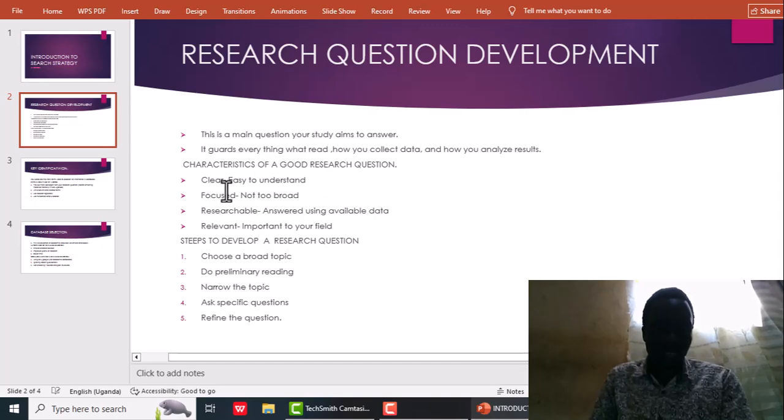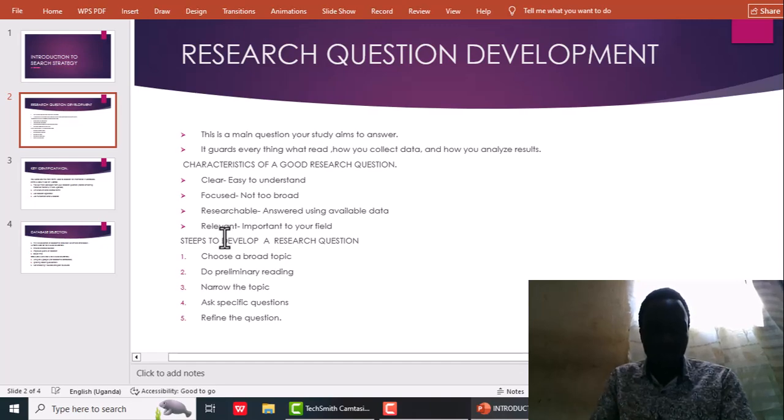It's further telling us the features of a good research question. What are those features that a good research question should possess? One is that it should be clear. What do we mean by being clear? Meaning easy to understand. The next point is that it should be focused. What do we mean by being focused? Not too broad. Then the next one is researchable, meaning when you are searching for it, the answer should be available. Then relevant, meaning it should be of an important field.